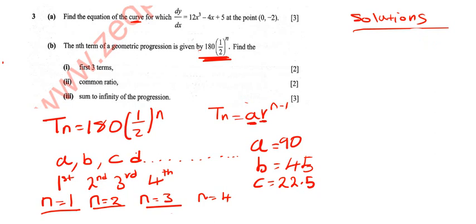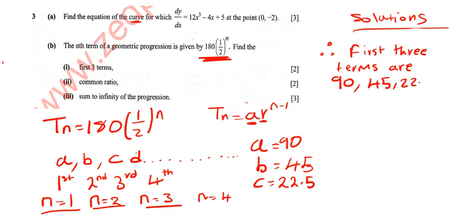Therefore the first three terms are 90, 45, 22.5, it continues like that. You'll be given 4 marks, like this. I hope you have understood about this question.